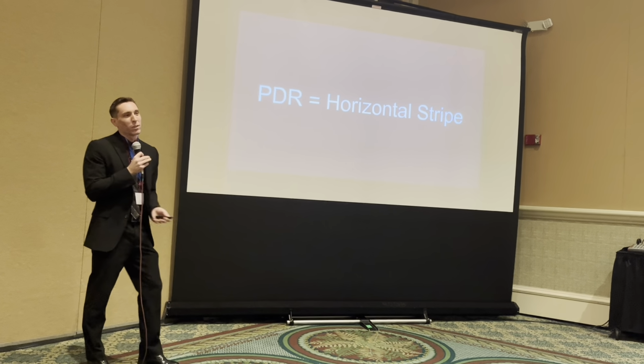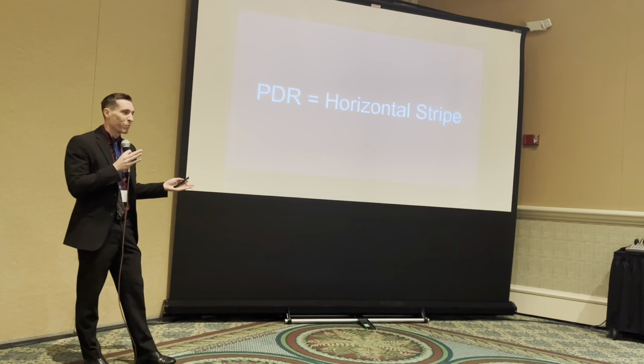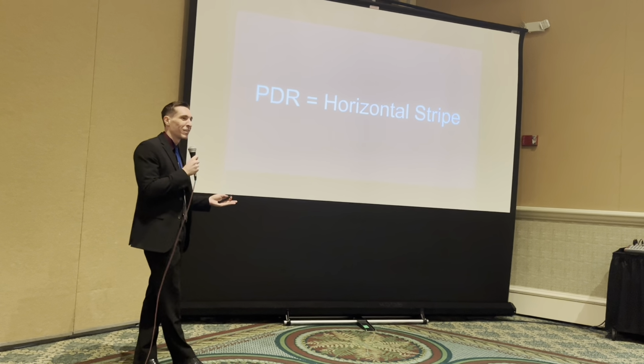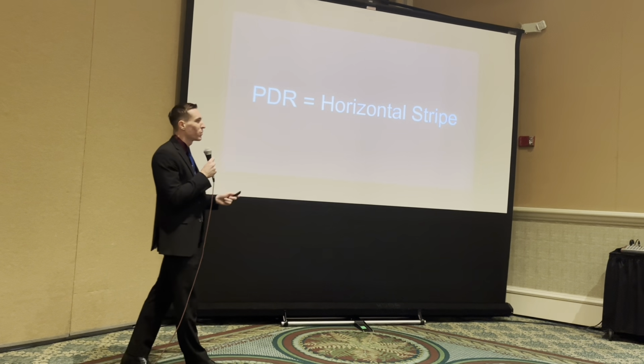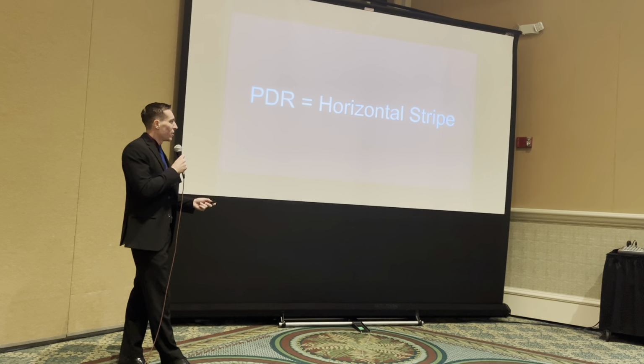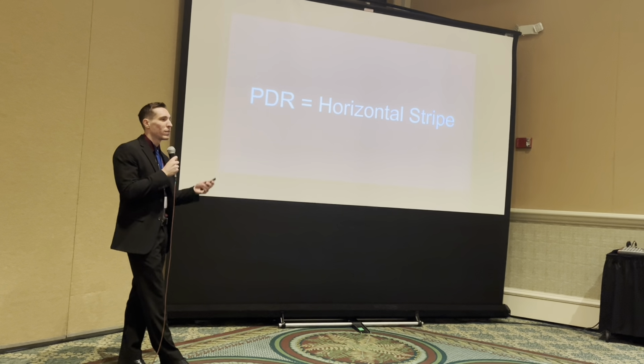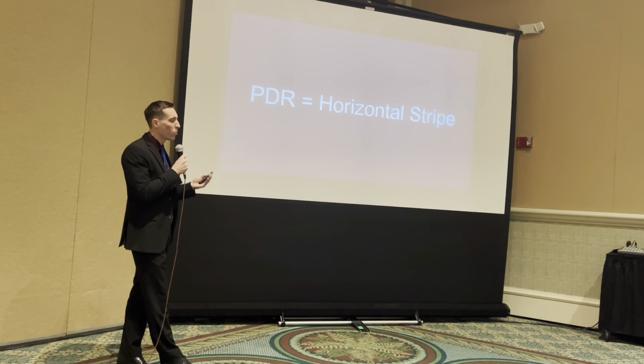So the first pattern we're going to look at is everyone's favorite pattern, posterior dominant rhythm. Got to know your background. That's the first thing you're going to want to look at when you're doing an EEG. And on quantitative EEG, it's going to look like essentially a horizontal stripe.